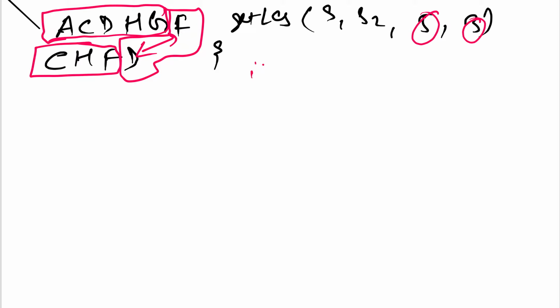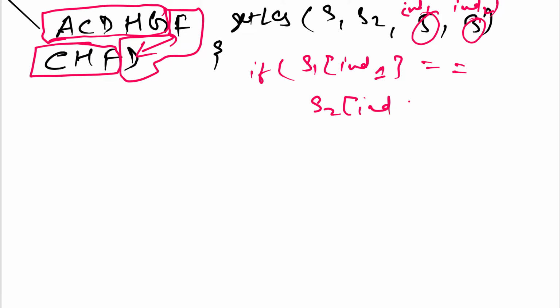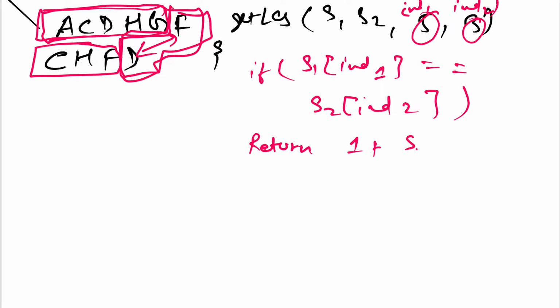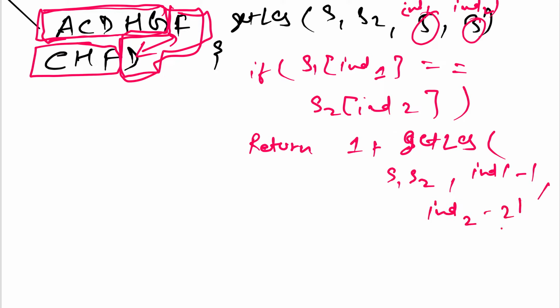So if s1 of index 1, and this is index 2, s1 of index 1 equals s2 of index 2, then we will return 1 plus, we consider this as the length of one subsequence, and then we calculate this for the rest of the subsequence: getLCS s1 comma s2 comma index 1 minus 1 comma index 2 minus 1.